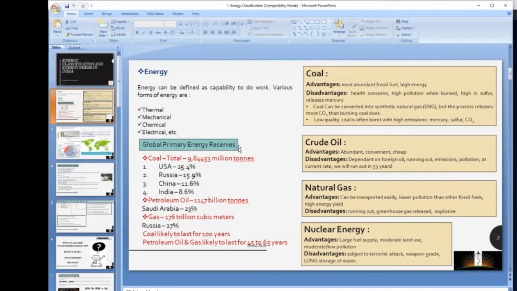Most of the conventional energy is from coal, but it has a lot of disadvantages. For example, it is a polluting source of energy. It has high health concerns. Whenever it is burned, it generates CO2 and sulfur. High quality coal can be used for generating electricity, but if low quality coal is not burnt properly, it may generate sulfur, mercury, and other gases that cause health diseases.